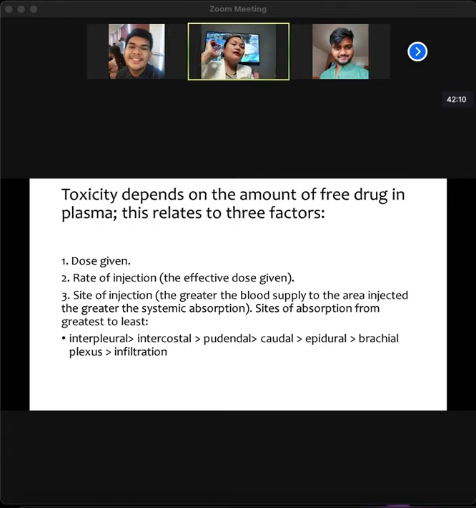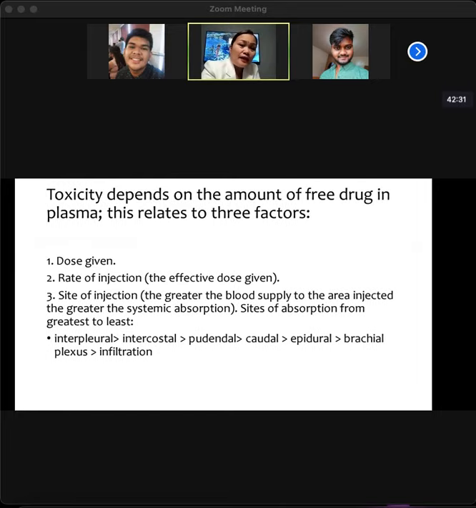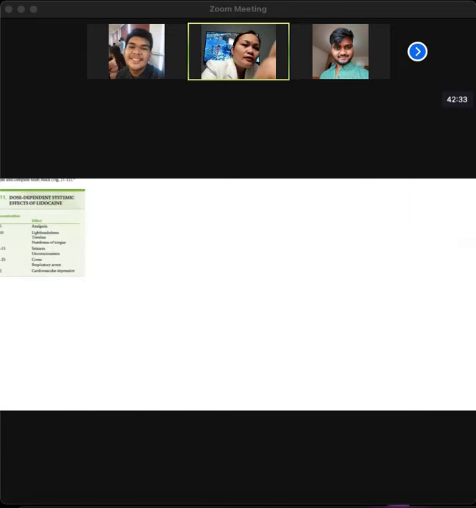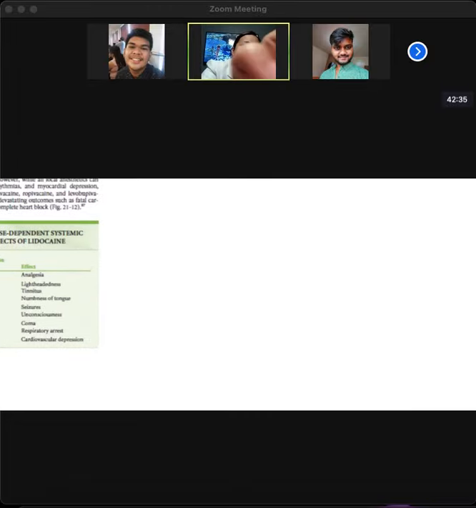Okay? So that's why you cannot give spinal anesthesia or local anesthesia for epidural anesthesia to children as young as below 7 years old because of the risk of high spinal. Okay.